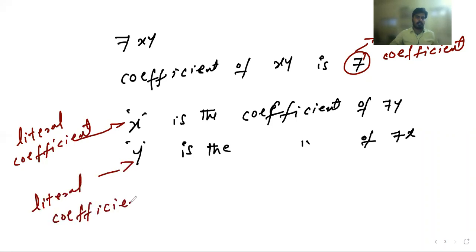Did you get that? Literal coefficient, numerical coefficient and literal coefficient. If it is a numerical number, it is called a numerical coefficient. If it is any variable, that is called a literal coefficient.